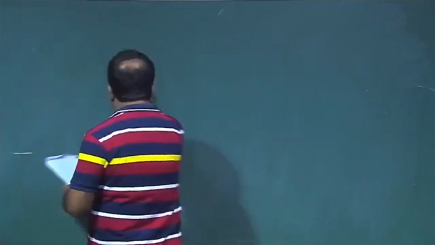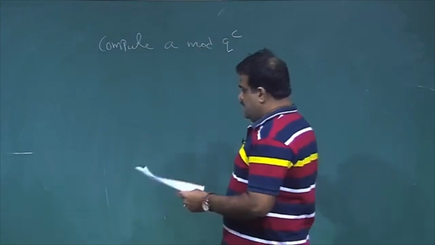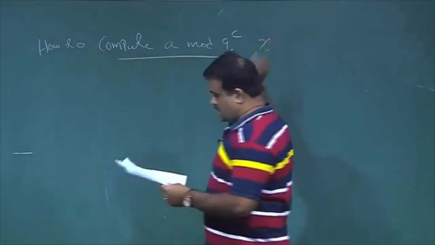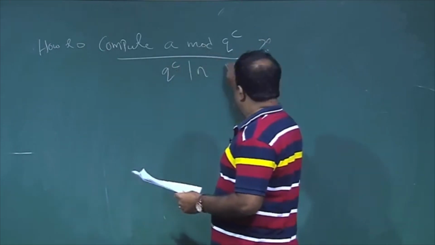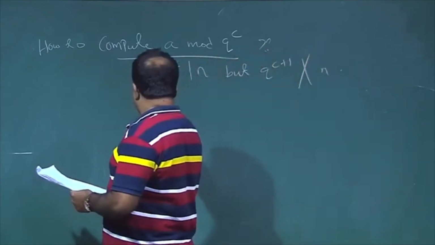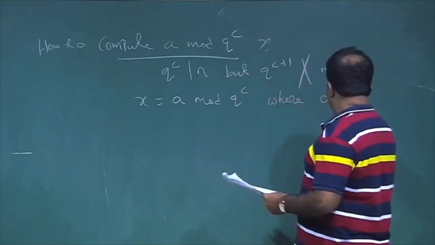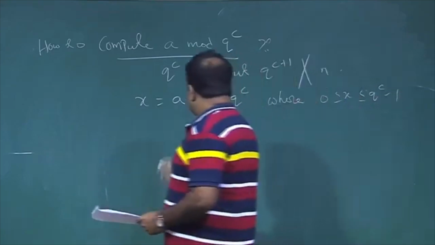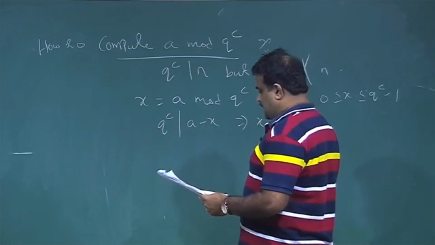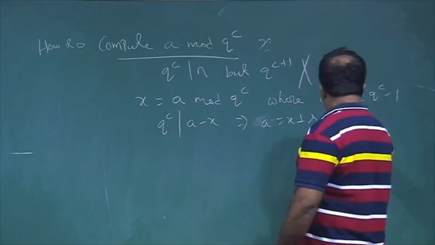So now the question is how to compute a mod q to the power c, where q is a prime. Now, q to the power c divides n, but q to the power c plus 1 does not divide n. To determine x equal to a mod q to the power c, where x lies between 0 and q to the power c minus 1, that means q to the power c must divide a minus x. So this implies a is x plus s times q to the power c, where s is an integer.